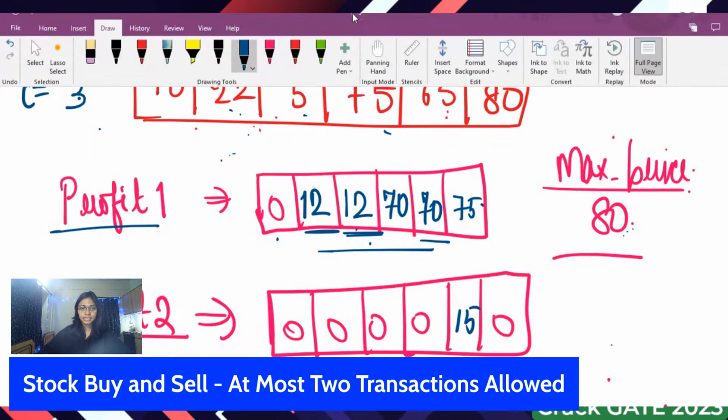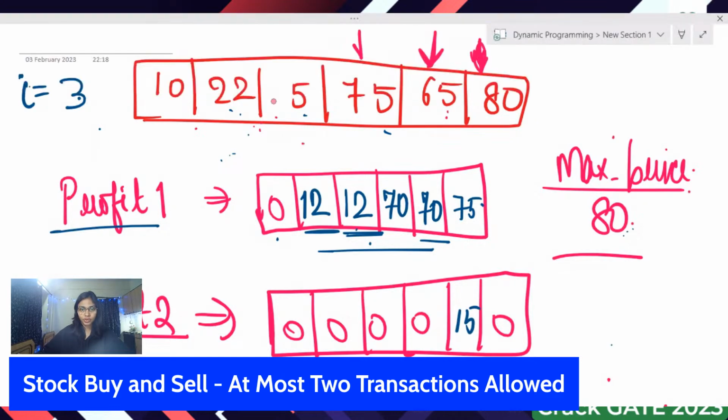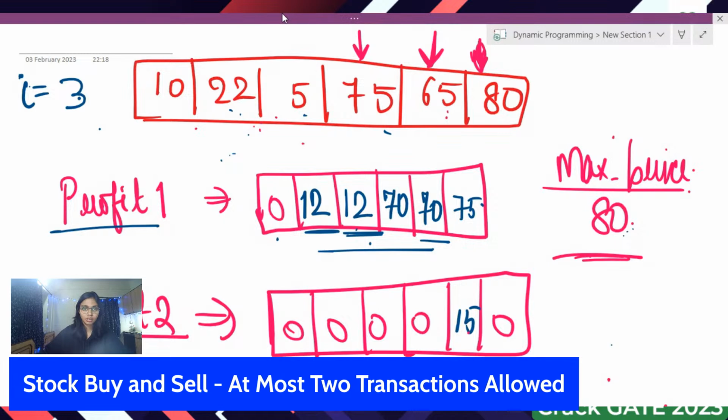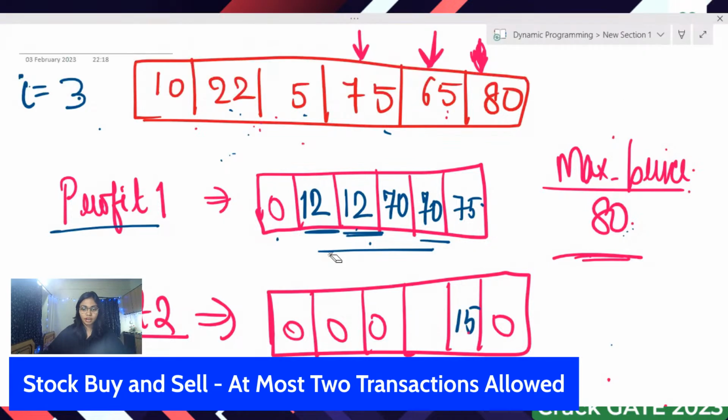Next, say that our I has been moved here, 75. So max price still remains the same as 80. Now what is maximum? Is 15 maximum or 80 minus 75 maximum? Again it will come out as 15 is maximum, right? So basically you will get 15 here.